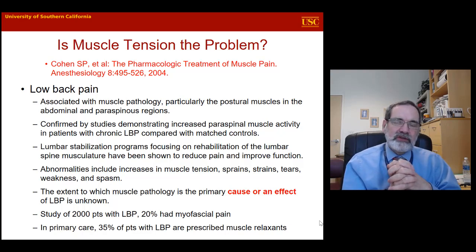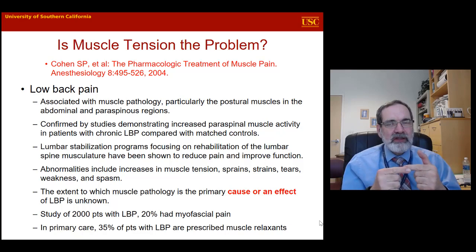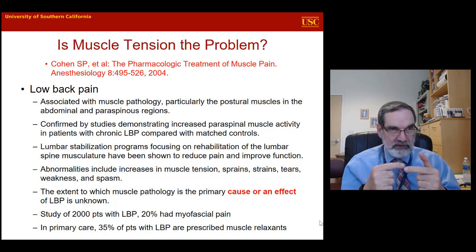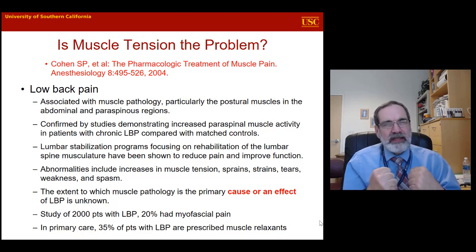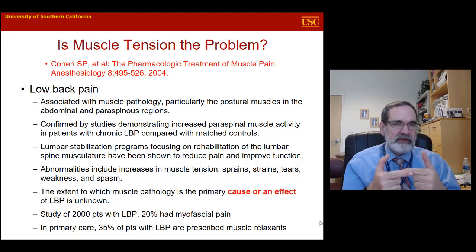What's not so clear is what is the cause and what is the effect. Are muscle problems the cause, the primary issue driving many of these low back pain patients? Or are they having another source of low back pain, which now alters how they use their muscles, their posture, and now they start getting into trouble because they're altering their mechanics?